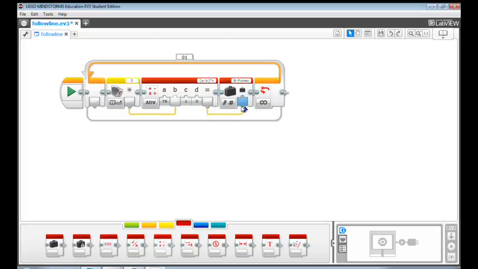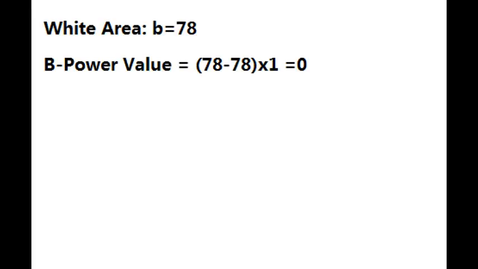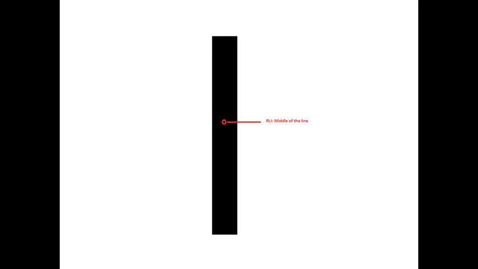A variable is a location in the memory of an EV3 brick that can store a data value. The reason we named this variable B power is because we want to pass this value to B motor as the power. Let's imagine what will happen here. If we are in white area, the B value will be about 78. Then the power value will be 0. So if we pass this value to the B motor, it will not move at all. When the robot gets closer to the black line, the B value decreases gradually. As a result, the power we pass to the B motor increases gradually. The RLI value in the middle of my black line is 8. That means the maximum power the B motor can get is 78 minus 8 times 1 equals 70. And it happens when the color sensor is in the middle of the black line.